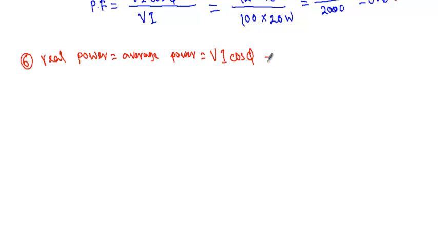RMS value of voltage is 100, current is 20, into cosine 53.1. So this will be 1200 watt.